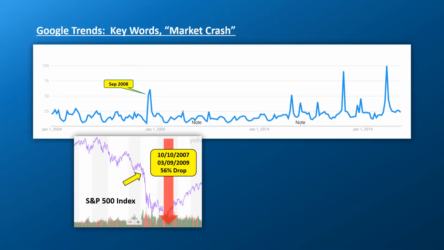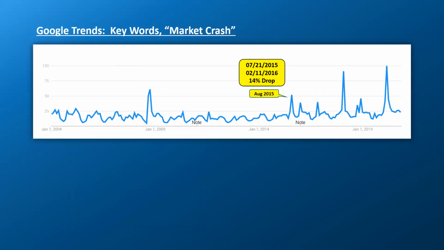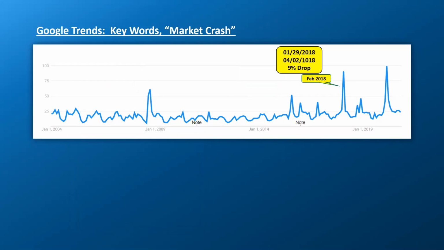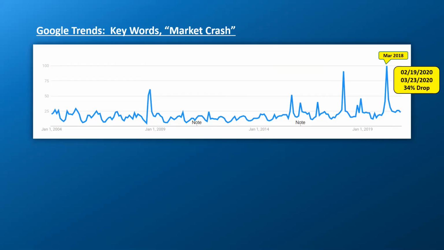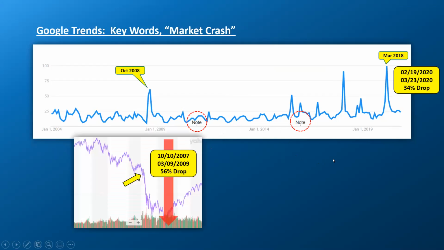The next peak on the chart corresponds to a 14% drop. The next one, 9% drop. The next one, 19%. And then a 34% drop. Notice the words note on this chart. The footnotes on the Google screen tell us Google made improvements to its algorithm at these points along the timeline. That might explain why a smaller peak on this chart at this point represents a bigger drop in the market than this peak.